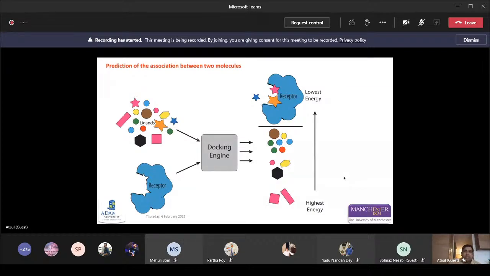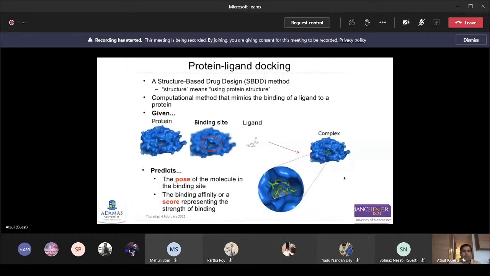So that we can actually differentiate. We can separate the more affinity binding molecules from the less affinity binding molecules, or the more active molecules from the less active molecules. So this is basic molecular docking. We have the ligands, you have the receptor, you use the docking engine, and you feed in the two molecules. Here the pose, I'll explain in the next slide.